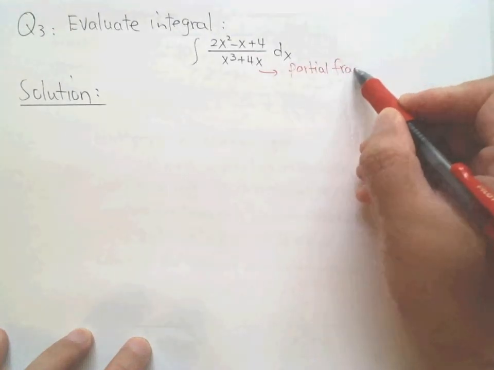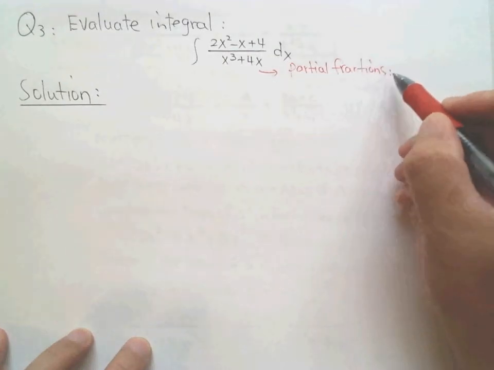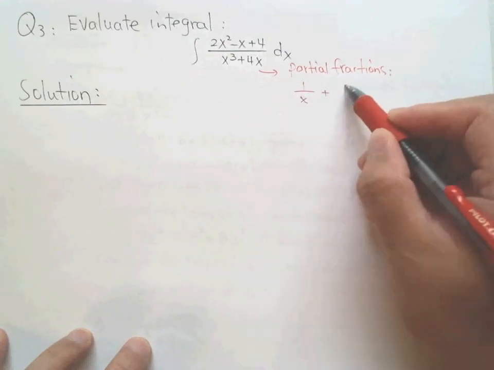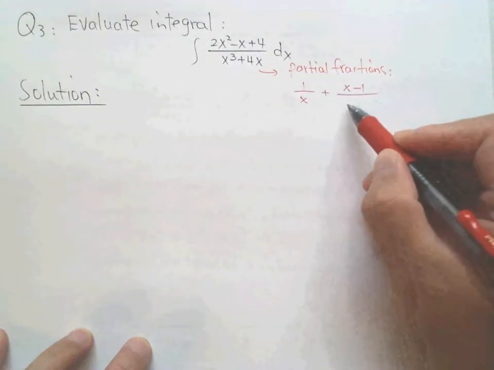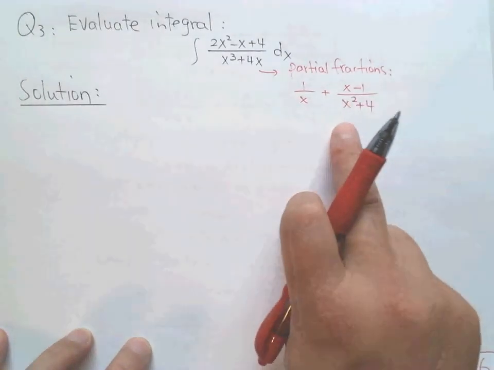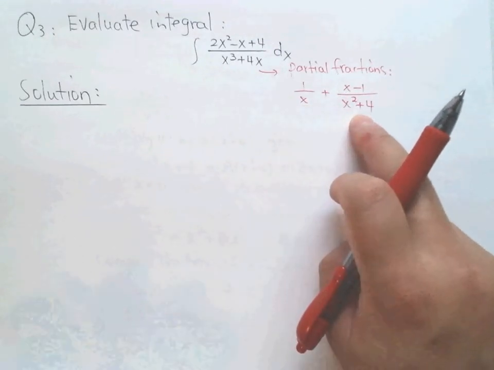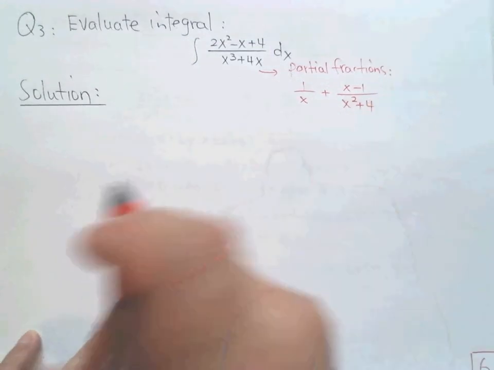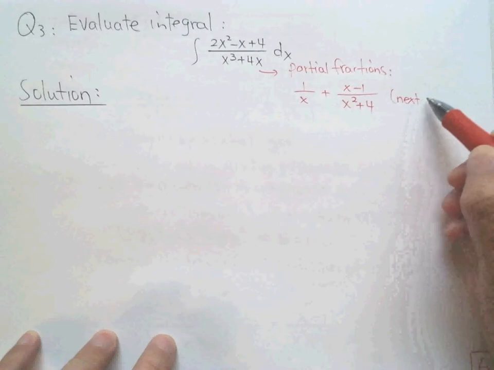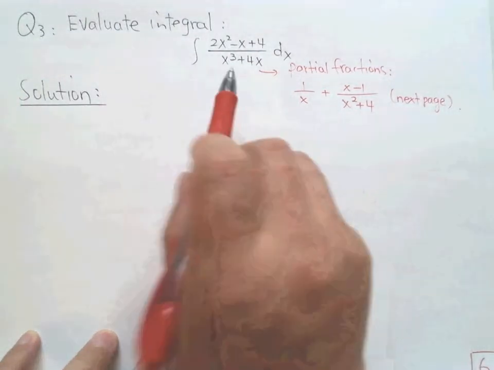And the partial fraction is 1 over x plus (x minus 1) over (x squared plus 4). Can you see this is a linear factor, and this is not a linear factor? Usually we call it a quadratic factor, and that's another case. The detail I'll show you on the next page later. Now I directly use this.